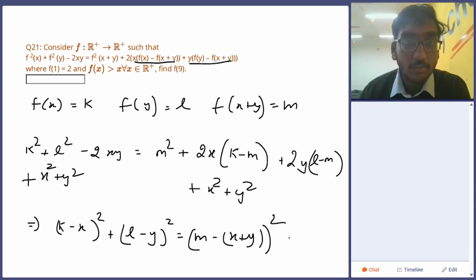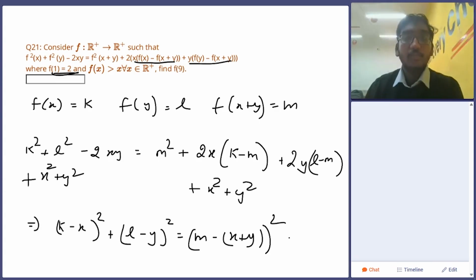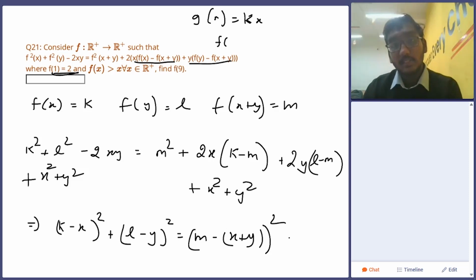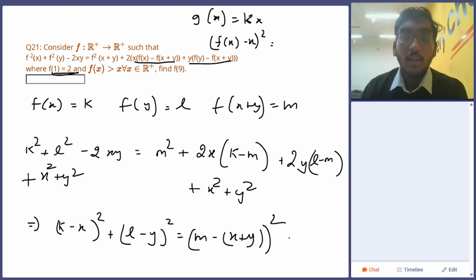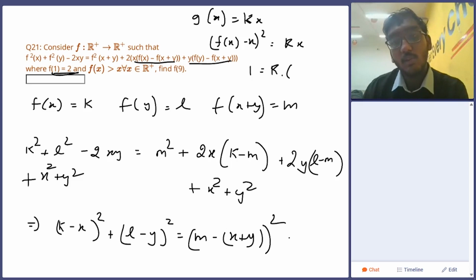And see, it is known that f of 1 is 2. This thing also you have to use. f of 1 is 2 means what? I told g of x is of the form of kx, right? And what is g of x? f of x minus x whole square, right? If you put x is equal to 1, what will be the LHS and RHS? LHS will be f of 1, which is 2, right? 2 minus 1 is 1 square. That is 1 equal to k into 1. That means k is equal to 1.